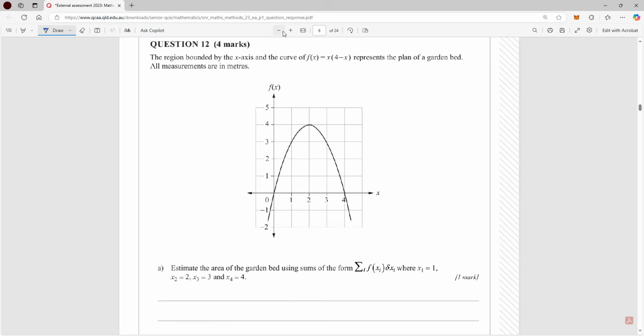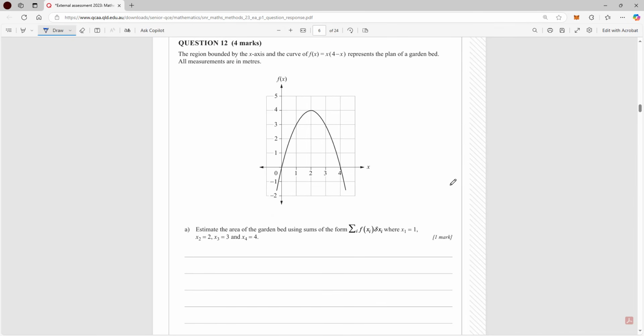Question 12. The region bounded by the x-axis and the curve f of x equals x times 4 minus x represents the plan of a garden bed. All the measurements are in meters. So this is going to be a garden bed. Estimate the area of the garden using the sums formula, and we're given this formula here, where x1 is 1, x2 is given. Estimate the area.